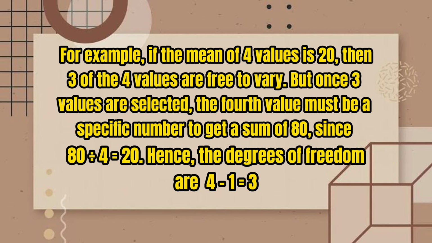For example, if the mean of 4 values is 20, then 3 of the 4 values are free to vary. But once 3 values are selected, the fourth value must be a specific number to get a sum of 80, since 80 divided by 4 is equal to 20. Hence, the degrees of freedom are 4 minus 1 equals 3.